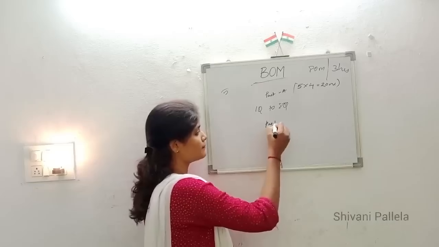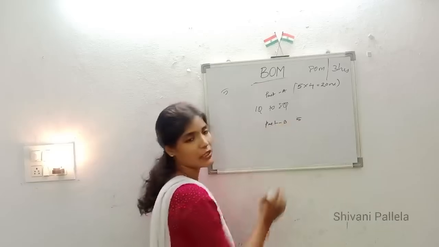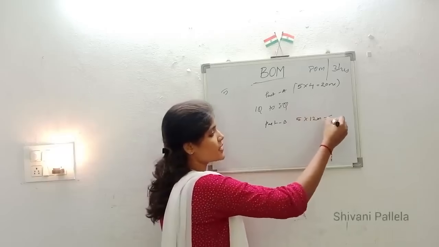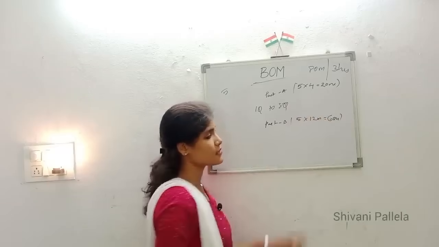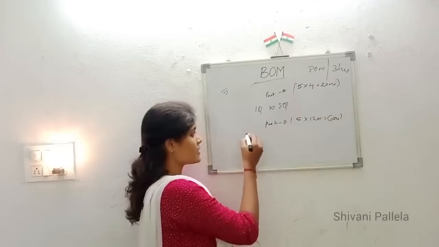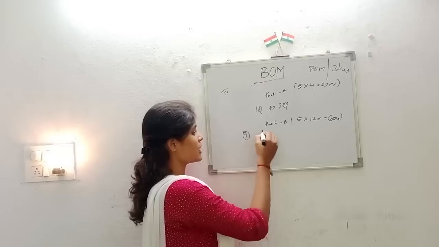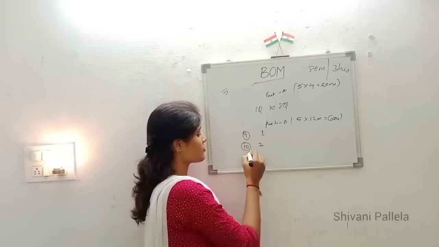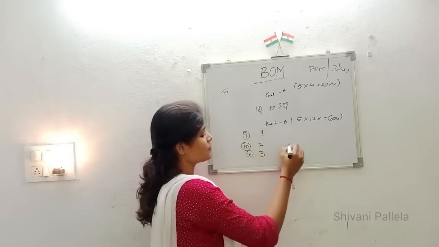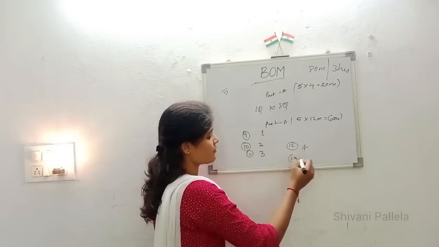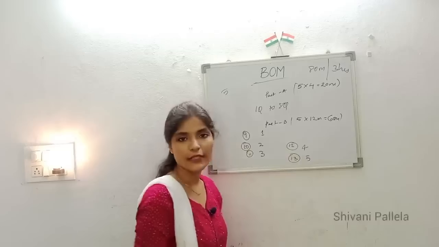And part B. In part B also you need to attempt 5 questions. Each question carries 12 marks, which is 60 marks. Part B consists of 60 marks. 60 plus 20, 80 marks. The 9th question will come from the first unit, the 10th question from the second unit, the 11th question from the third unit, the 12th question from the fourth unit, and the 13th question will come from the fifth unit.